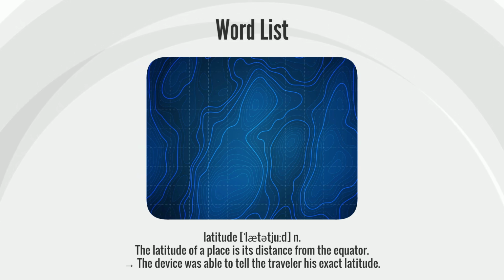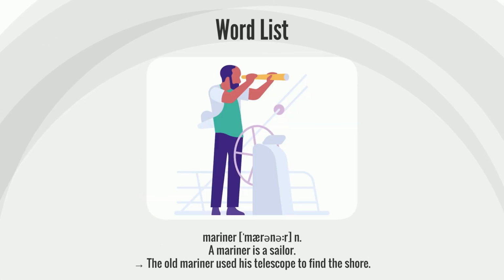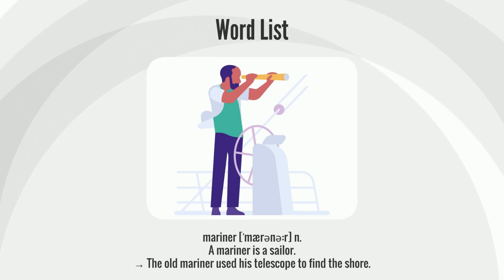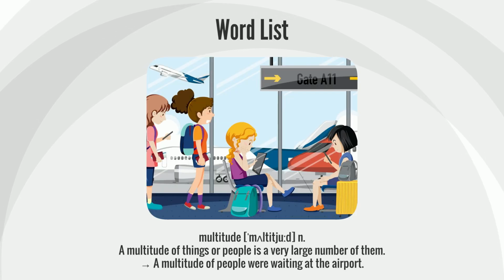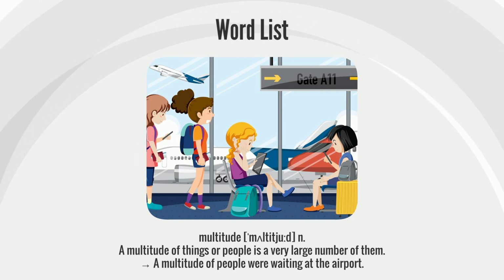Latitude. The latitude of a place is its distance from the equator. The device was able to tell the traveler his exact latitude. Mariner. A mariner is a sailor. The old mariner used his telescope to find the shore. Multitude. A multitude of things or people is a very large number of them. A multitude of people were waiting at the airport.